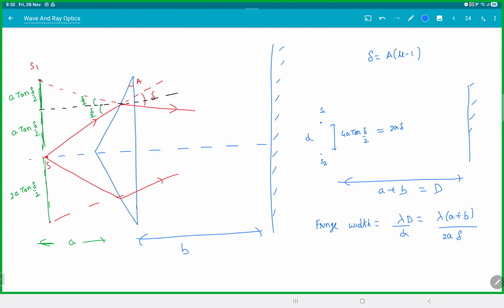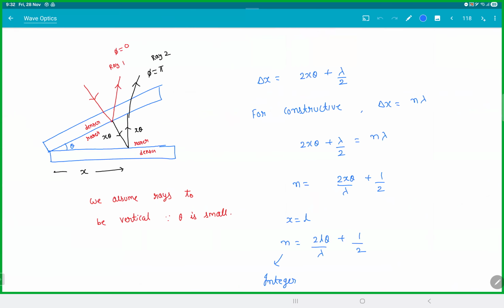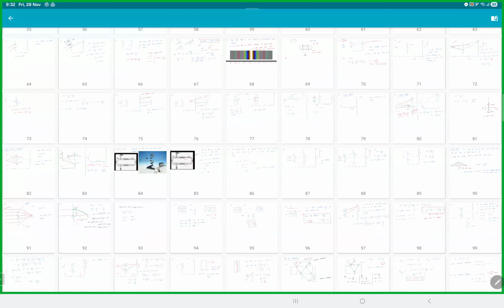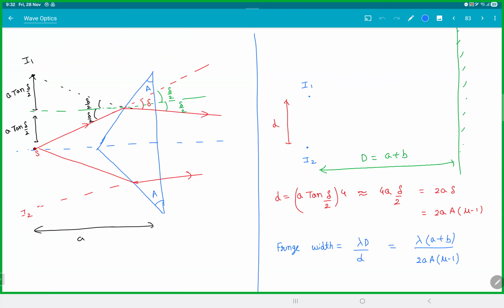This is your Fresnel biprism experiment. You should know this. Right? I did write it more neatly here, but check it out. Clear this stuff, so know this thing.